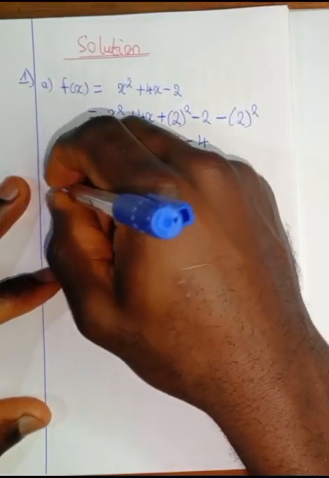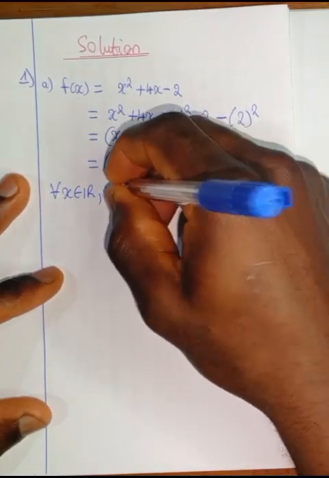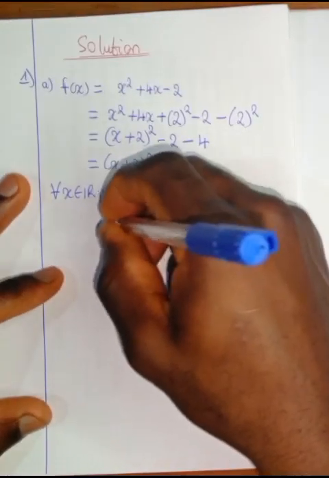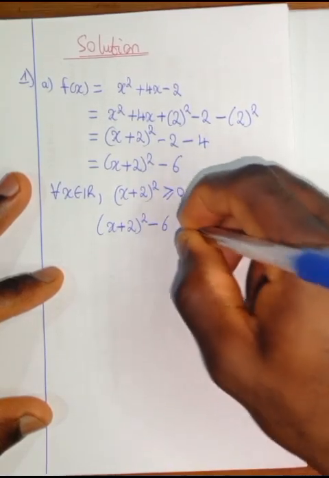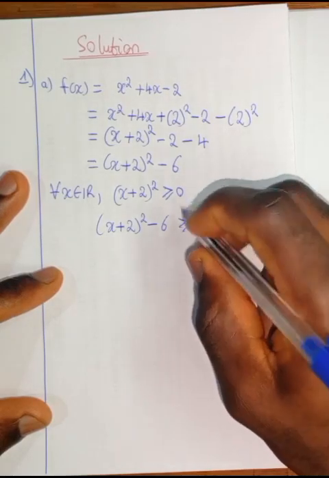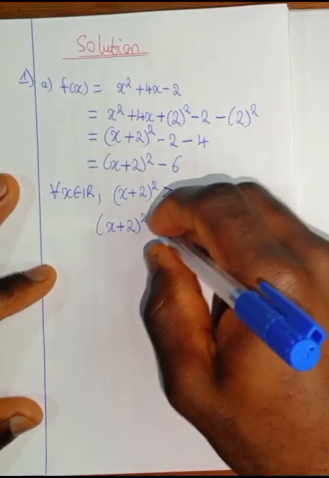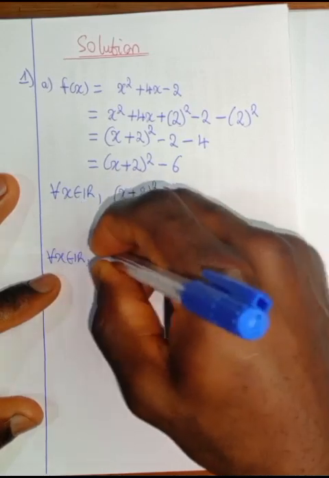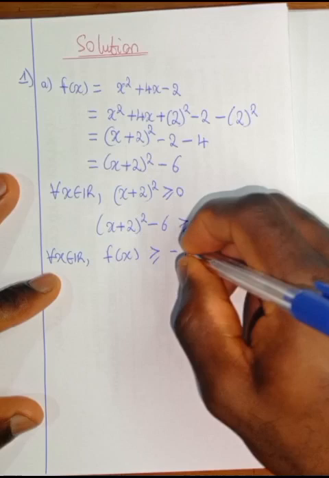We know that for x we take from the set of real numbers, x plus 2 all squared is always greater than or equal to 0. Next step, we are going to add negative 6 to both sides. This will give us x plus 2 all squared minus 6 is greater than or equal to 0 plus negative 6 gives us negative 6. We know this is our function f of x. For every x we take from R, function f of x will be greater than or equal to negative 6.